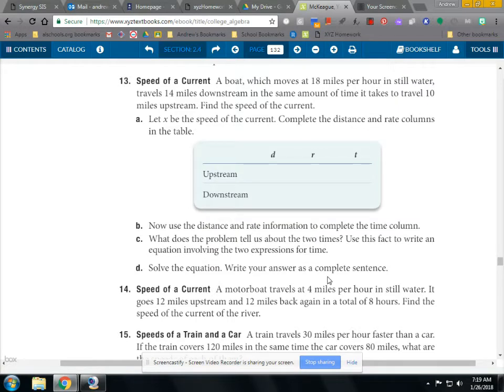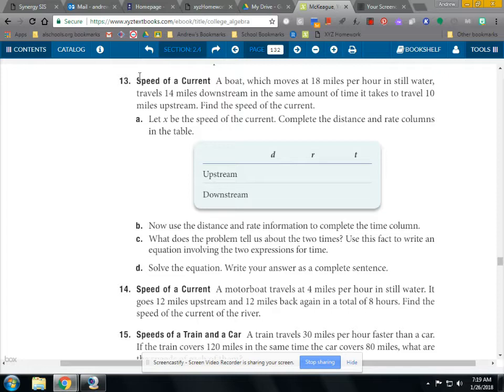I wanted to do a follow-up example of these distance problems. I know I did one in the video lesson about a bus, and the bus driver had to go faster, how much faster, the original rate, all that. I do another one here about a boat in the water, because I think these come up a fair amount too. So a boat, which moves at 18 miles per hour, this is number 13 in the textbook.